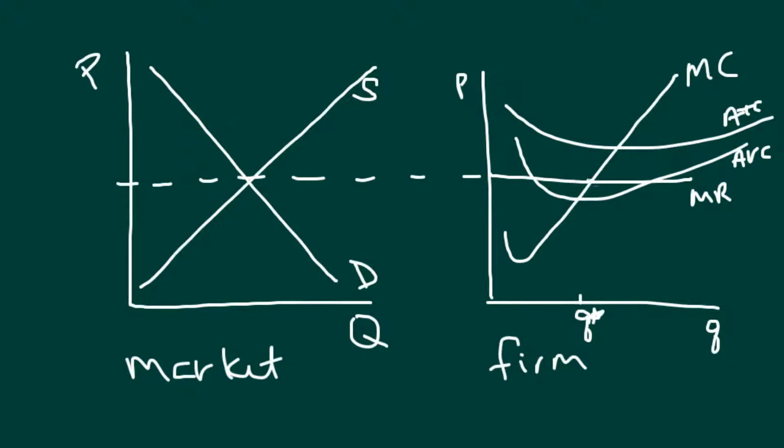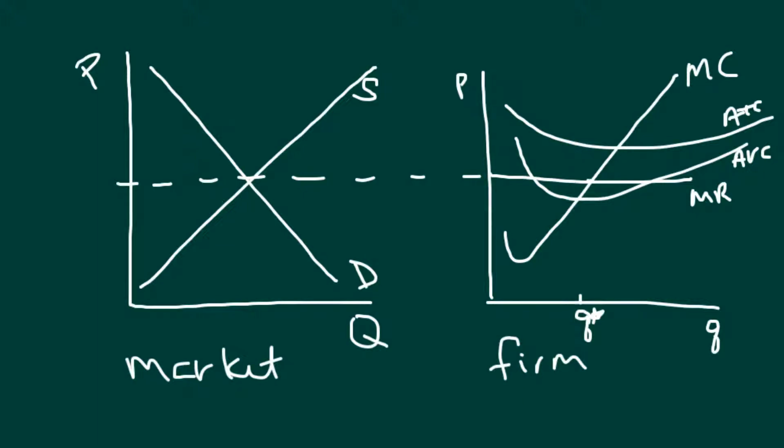So that's step one, MR equals MC. Step two, am I making a profit or a loss? So I take Q star up to my average total cost. Average total cost is greater than price. I'm losing on average that amount. So yes, this is a loss. I have this little rectangular area as my loss.